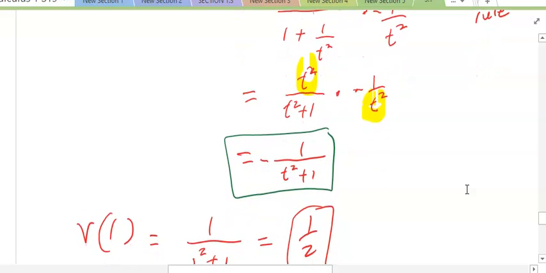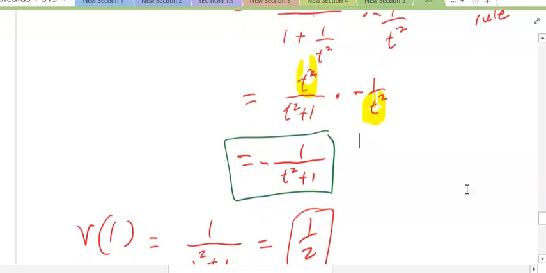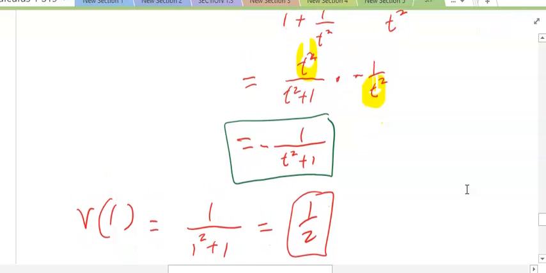Now, if we wanted to find the velocity at t equals 1, all we have to do is plug in 1 for t in our velocity function. Wherever you see t, you'll replace it with 1. So we have a t squared here, we replace it with 1 squared. So that's 1 over 1 squared plus 1. 1 squared is the same as 1. So 1 plus 1 gives you 2. So v at 1 is equal to 1 over 2.